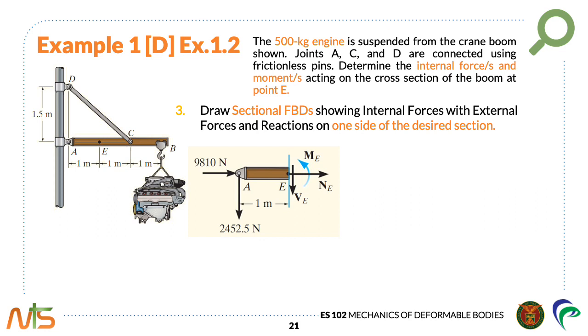We assume the positive direction of the internal loadings as discussed in the previous slides. So for the normal force in member AE, we assume that the member is in tension. For the shear force, we use a downward direction to create a clockwise rotation. And for the bending moment, we use a counterclockwise direction to create a concave upward bending.